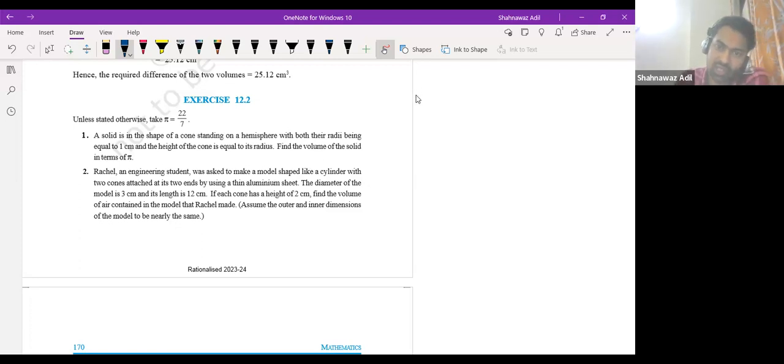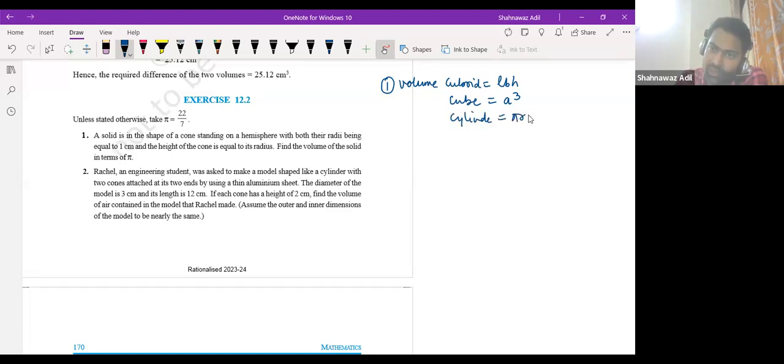Before we do this, we need to remember the volumes. Cuboid is L B H, cube is L into L into L, which is a cube. Then cylinder was pi r square h. Then cone was 1 by 3 pi r square h. Sphere was 4 by 3 pi r cube. And hemisphere was 2 by 3 pi r cube. So these were the volumes that we learned, right?